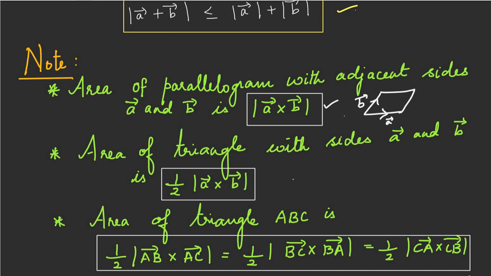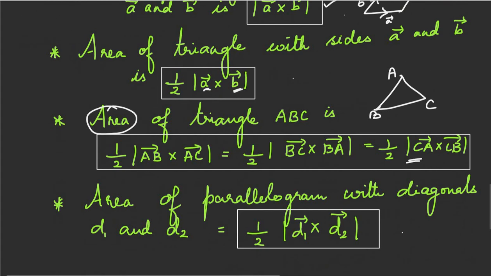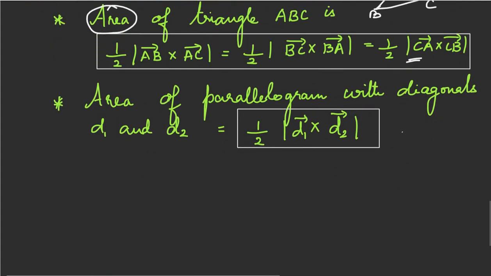Area of a triangle is given by half of A vector cross B vector if A vector and B vector are the sides of the triangle. Area of the triangle can also be given as half of modulus of AB vector cross AC vector, or half of BC vector cross BA vector, or half of modulus of CA vector cross CB vector. Another formula for the area of a parallelogram: if the diagonals D1 and D2 are known, then area of the parallelogram can be given as half of mod of D1 vector cross D2 vector.